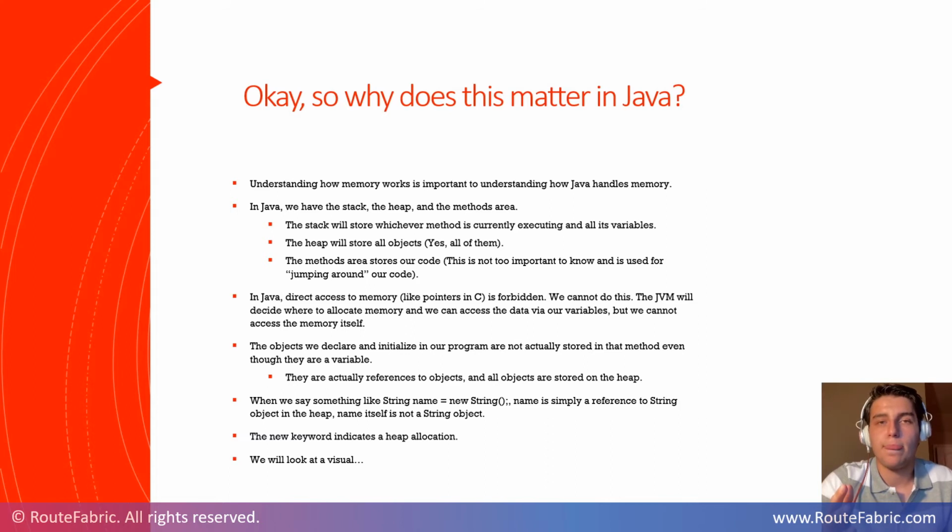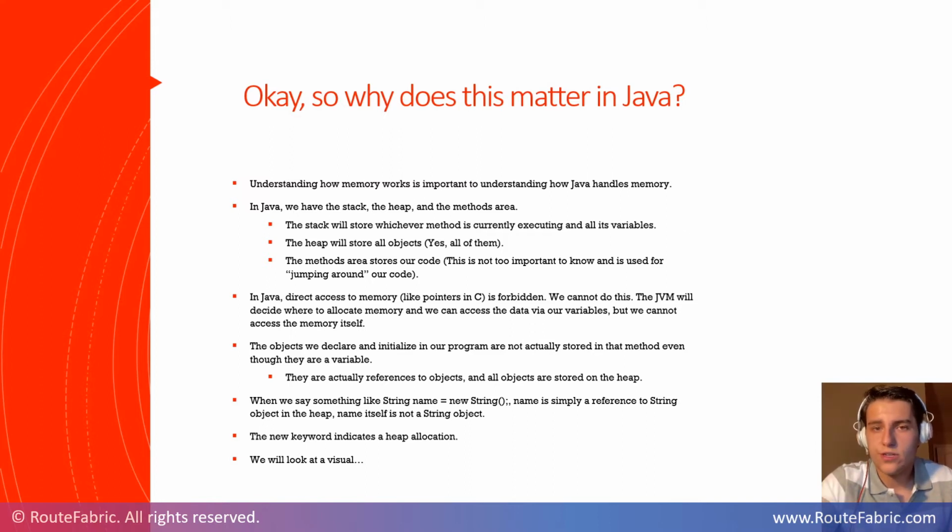And there's some other things we need to keep in mind with this, and I'll touch on those in a little bit. So it's very important to realize that the objects we declare and initialize in our program are not actually stored in that method, even though they are a variable. So remember I said whichever method is executing is going to be in the stack. But then I said that all objects are going to be in the heap. So that's kind of confusing, because how can we have methods in the stack if we have objects that are going to be in the heap? And then we can have objects within our methods. So how does that work?